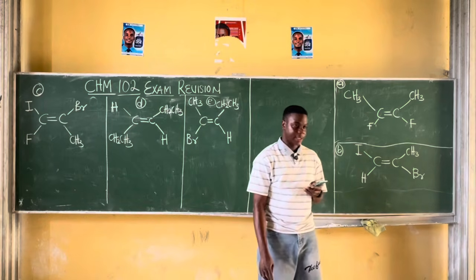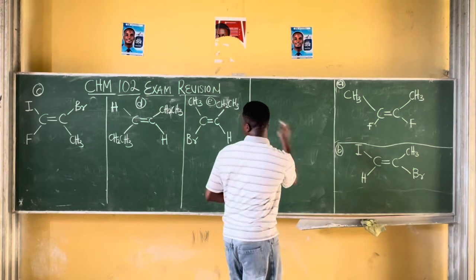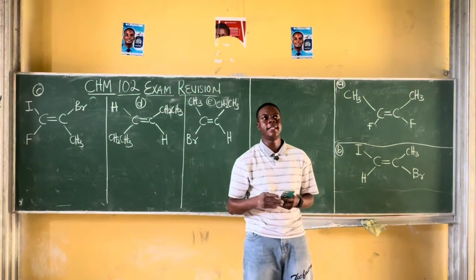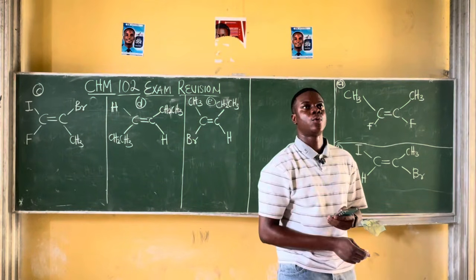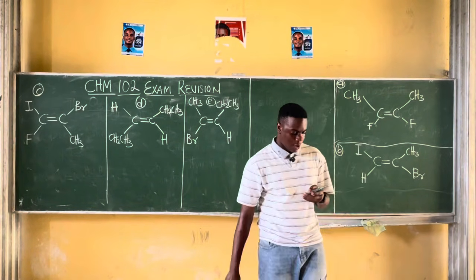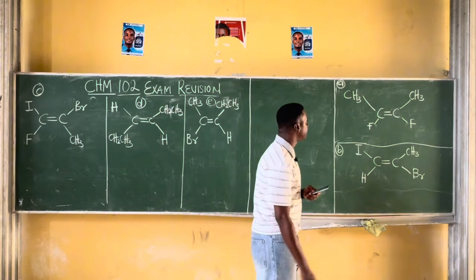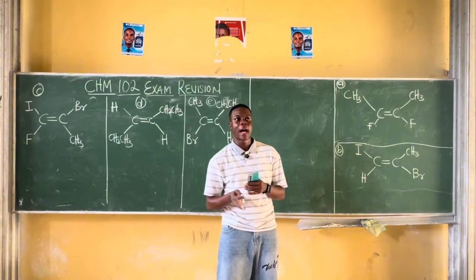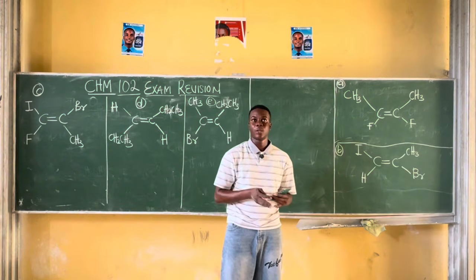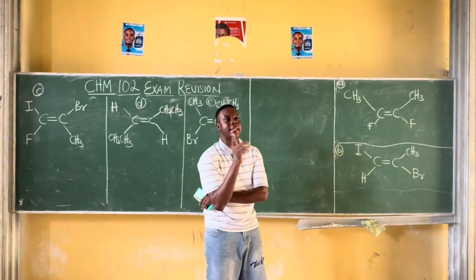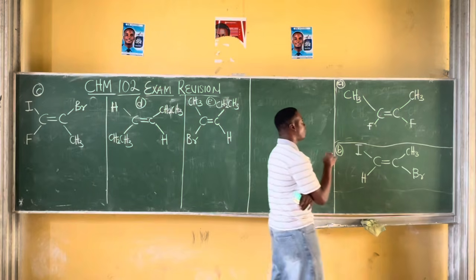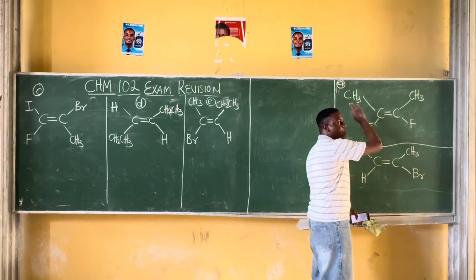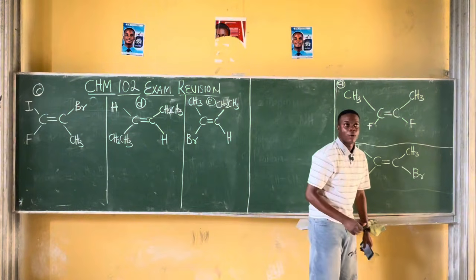All right, so they say we should name A, B, C, D, and E using cis-trans or E/Z system. So that's what we want to do now. For A on the board, I've told you when to use cis and trans, and when to use E and Z. So I'll say it again. You use cis and trans if we are looking at the same group on either the same side or opposite sides.